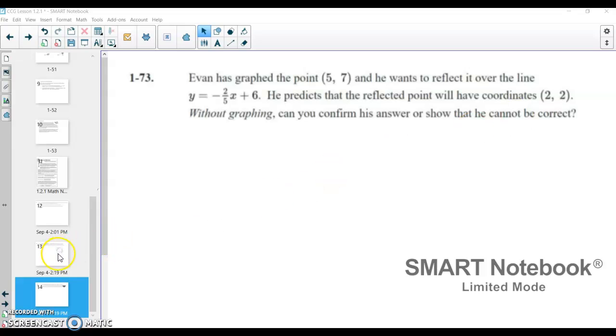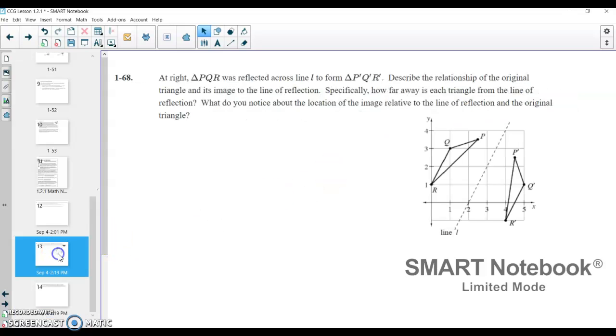The first thing I want to go back to is the first problem in this lesson, which was just talking about these two triangles being reflected. And what I want to point out is that from this point R to this point R, we are creating a line that is perpendicular to the line of reflection.